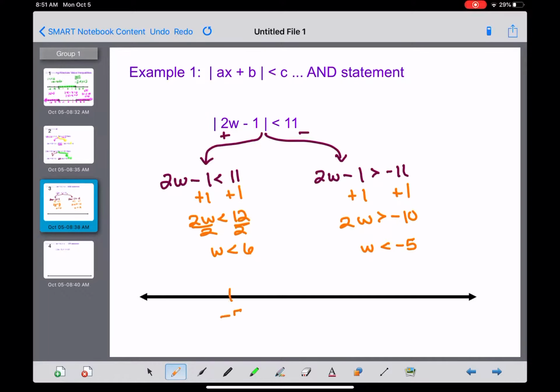So I'm going to put negative 5 on the left and 6 on the right because number lines go from least to greatest. I made a mistake. Greater than. I'm not sure why I flipped it. We didn't divide by a negative number. All right, so w is greater than negative 5.